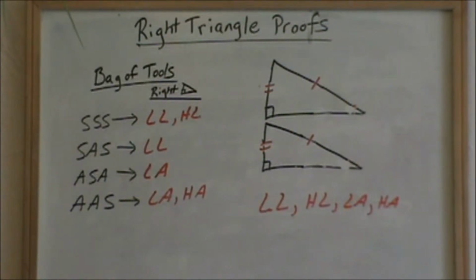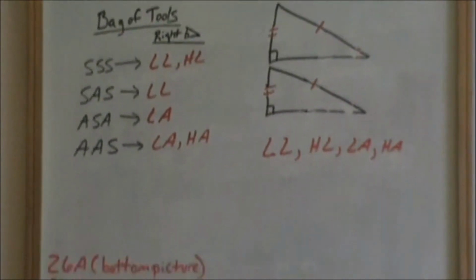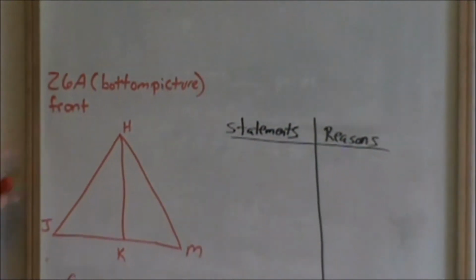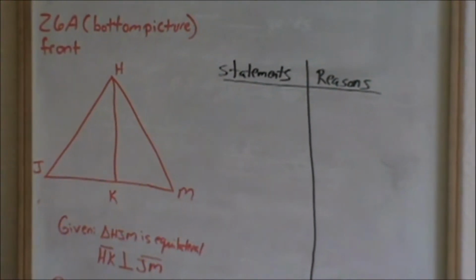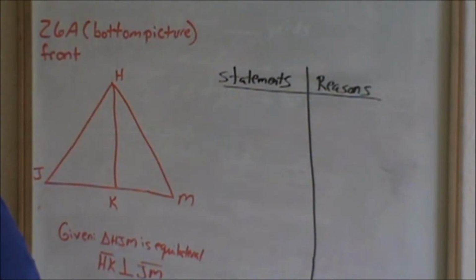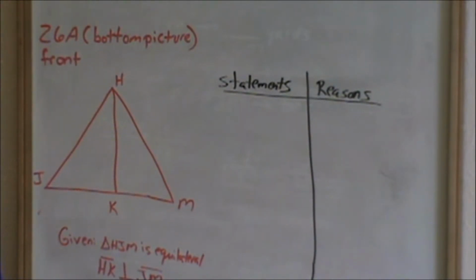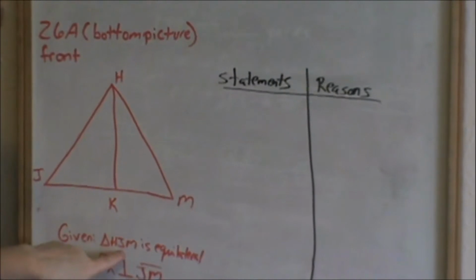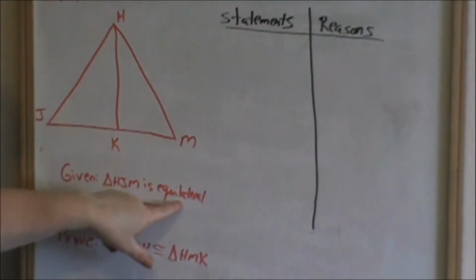Alright, let's see an example of this on 26A, on the front side, the bottom picture. I am not going to prove this the way that the book does, so I'm going to do it my own way, not the solutions in the back. So we have this triangle, and we are given that triangle HJM is equilateral.